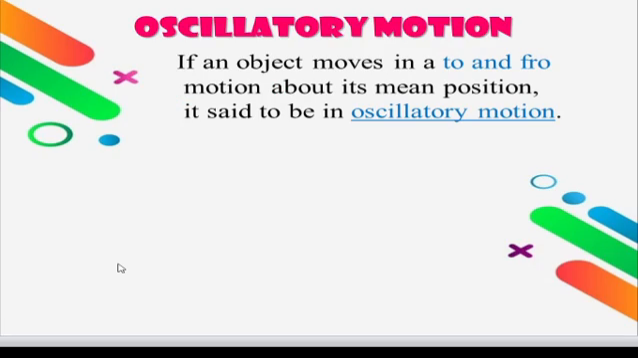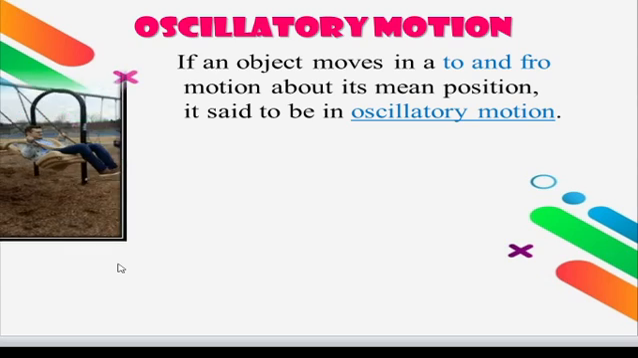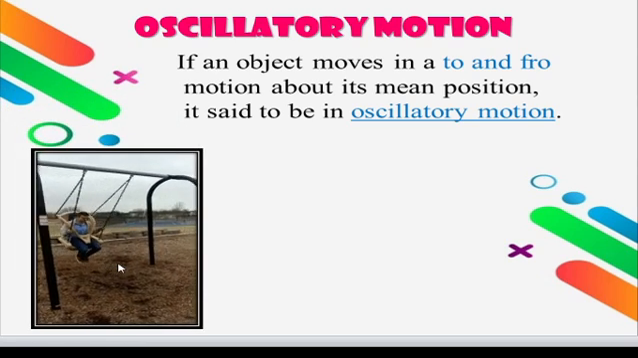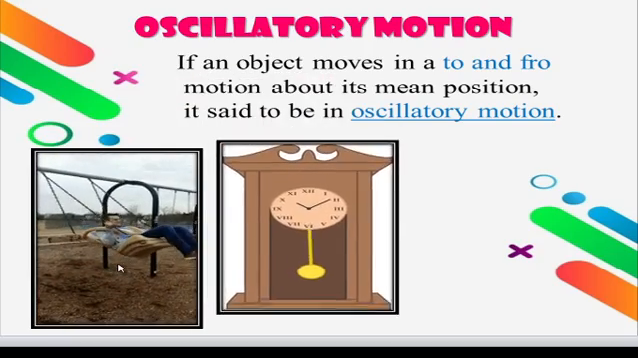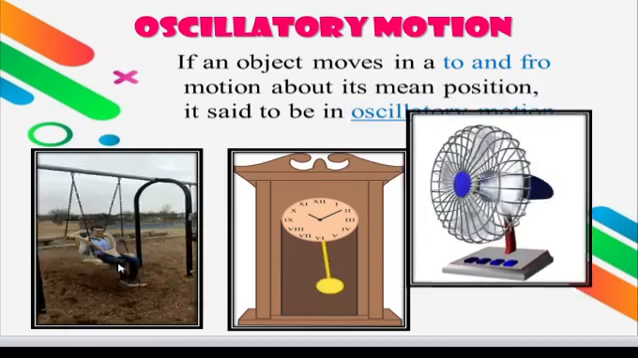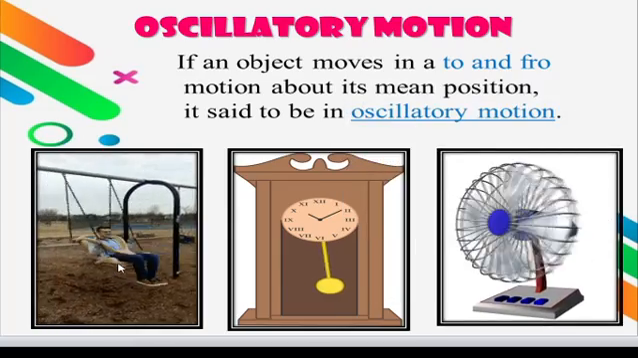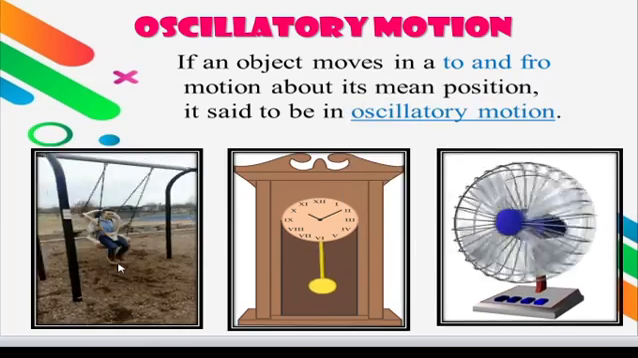Oscillatory motion. If an object moves in a to and fro motion about its mean position, it is said to be in oscillatory motion. Examples: a swing, a simple pendulum, the moving of a fan. So these are the examples of oscillatory motion.